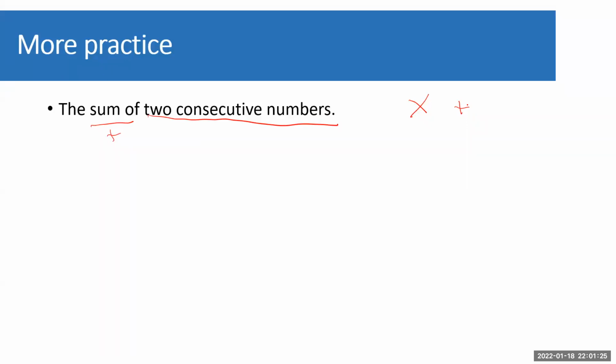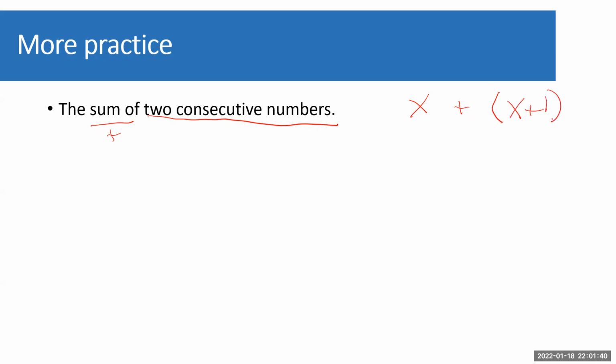What do we do to get the next number? Well, we add 1. 2 plus 1 gives us 3. 3 plus 1 gives us 4. 4 plus 1 gives us 5. 2, 3, 4, 5. Those are all consecutive numbers. So our next number is just x plus 1.